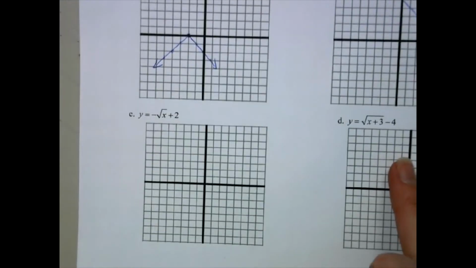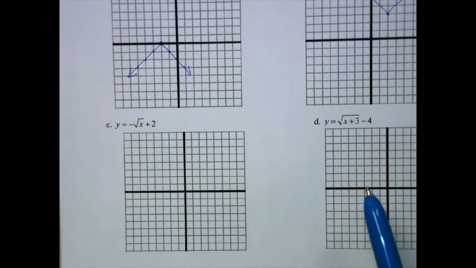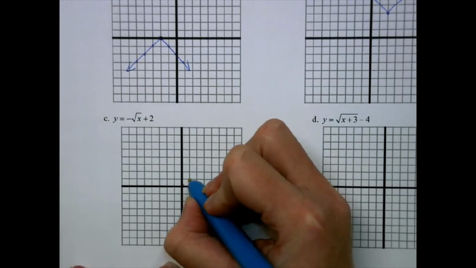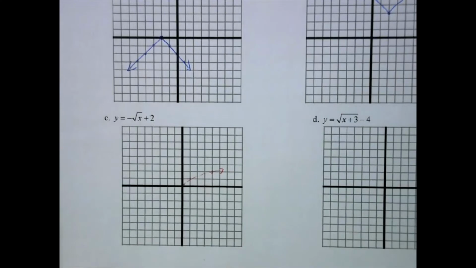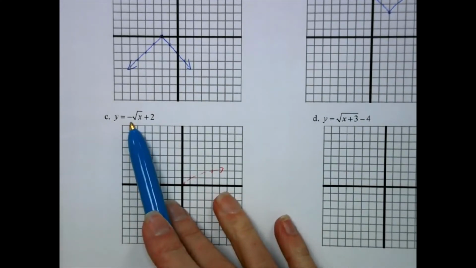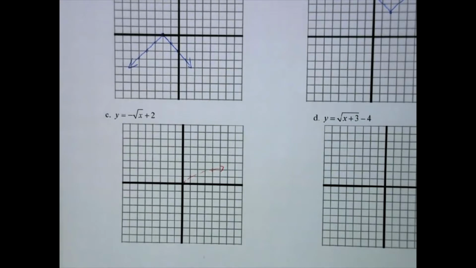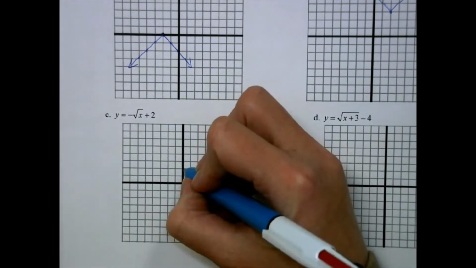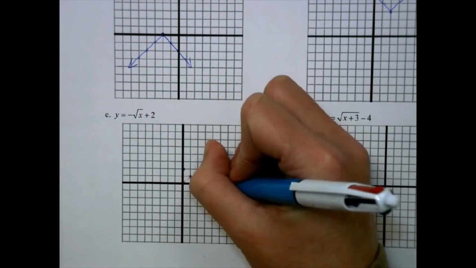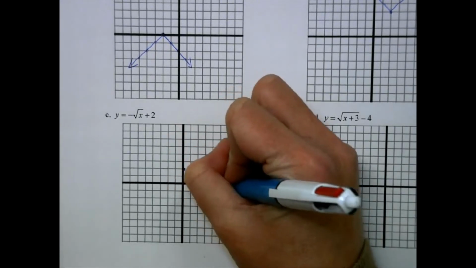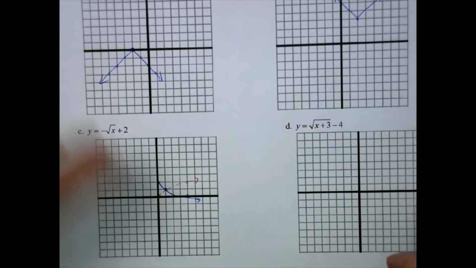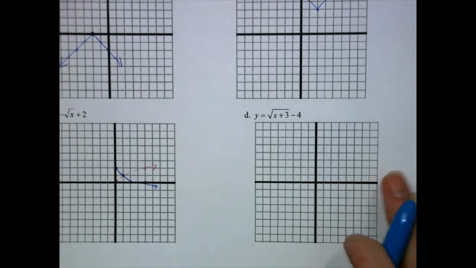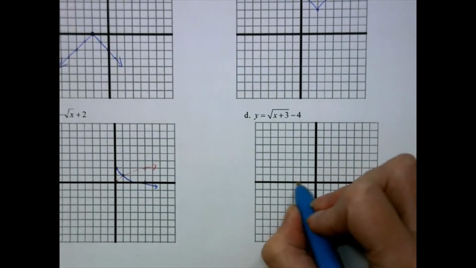Okay, the square root function. I'll go ahead and draw the parent graph for that one just to show you. 0, 0, 1, 1, 4, 2. That's the parent. This is going to be reflected over the y-axis and then moved up 2, and then it's going to go down instead. That's kind of tough to see. This one is going to be moved to the left 3 and down 4.